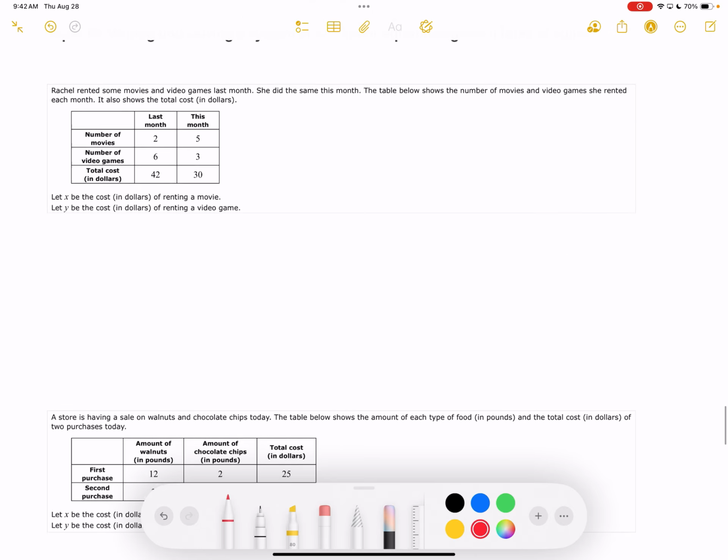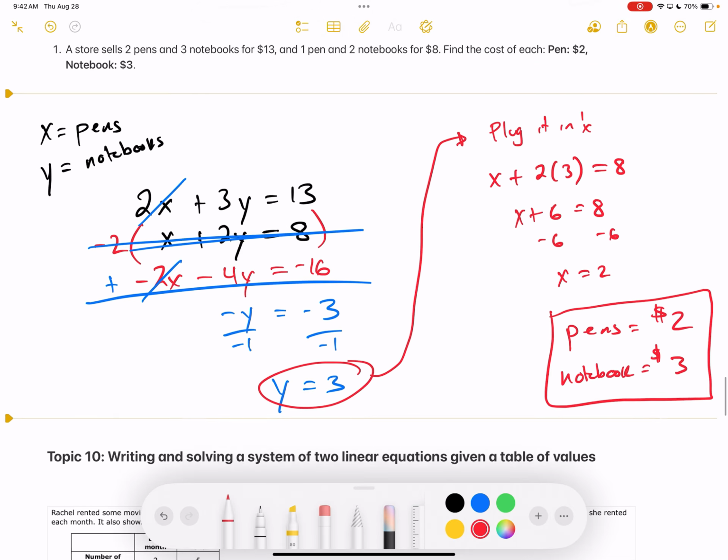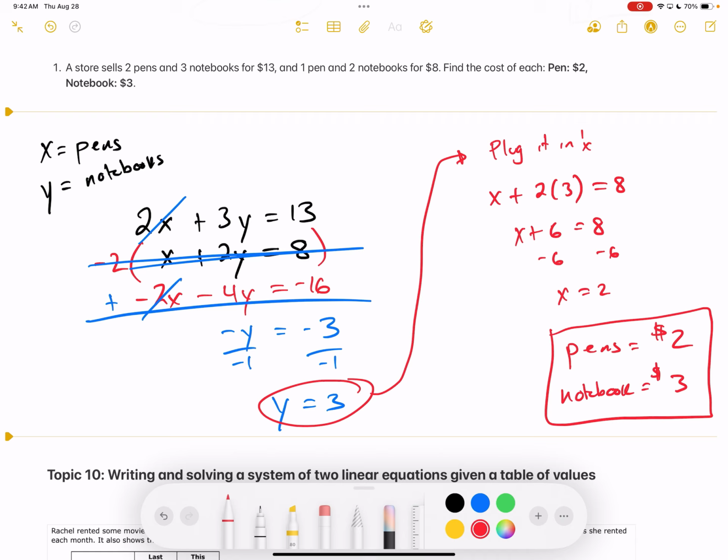All right, the next word problem is a little different. I will say this before I leave this problem. The one they like to ask, which is the same thing, is if you go to a concert and the adult tickets cost this much and the kids tickets cost this much and you pay this much total, how much does each of them cost? Or you buy 2 adult tickets, you buy 3 kids tickets. It's going to work the same setup as this notebook and pen one.